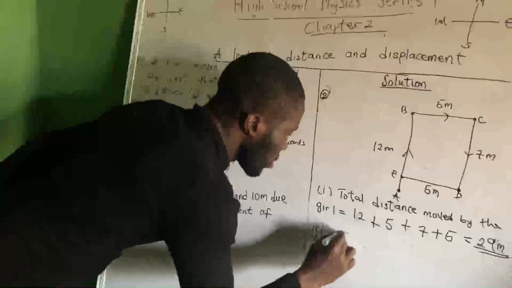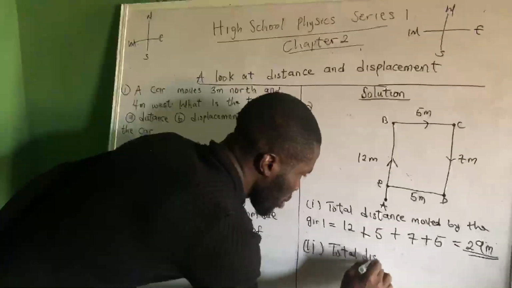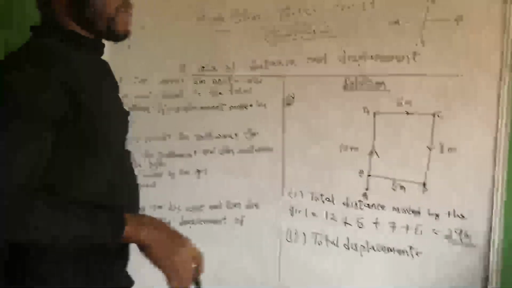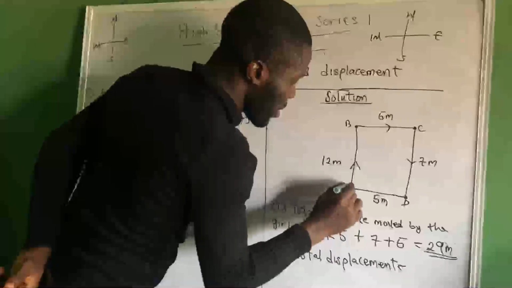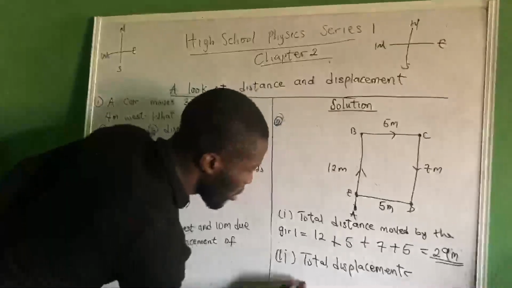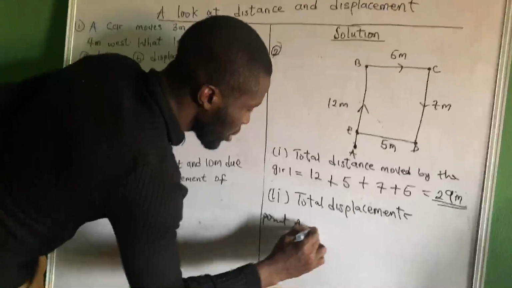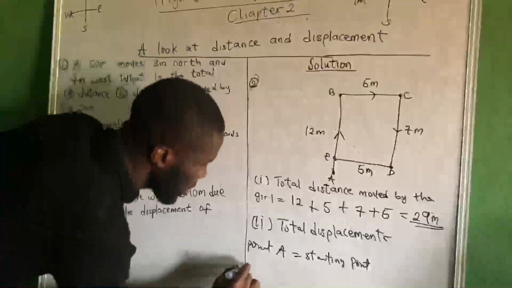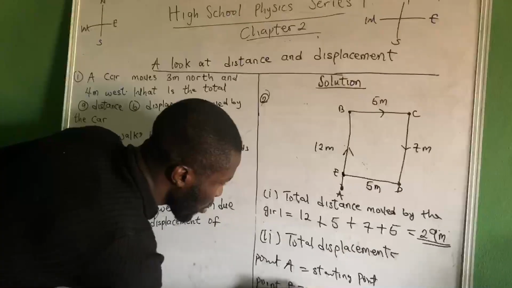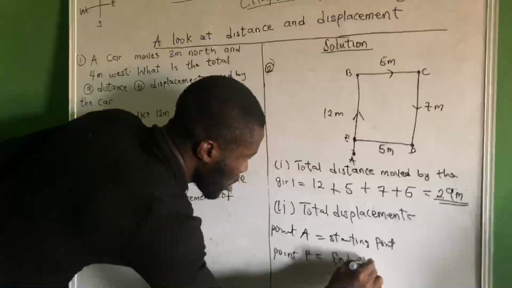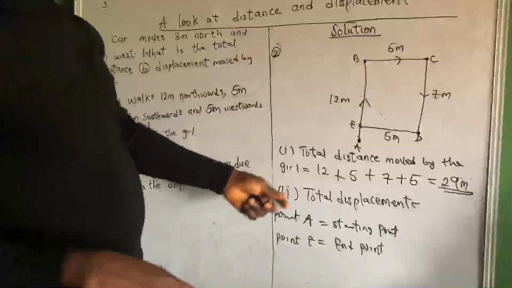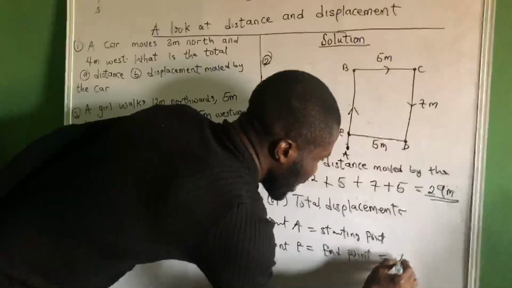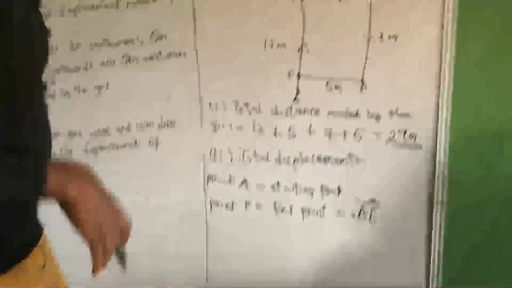Question 2. We are told to find the total displacement of the girl. Now, what do you think the total displacement will be? The total displacement is the difference between the starting point and the end point. Point A is the starting point, and point E is the what? End point. Now, what are we told to find? We are told to find AE. That is the total displacement.